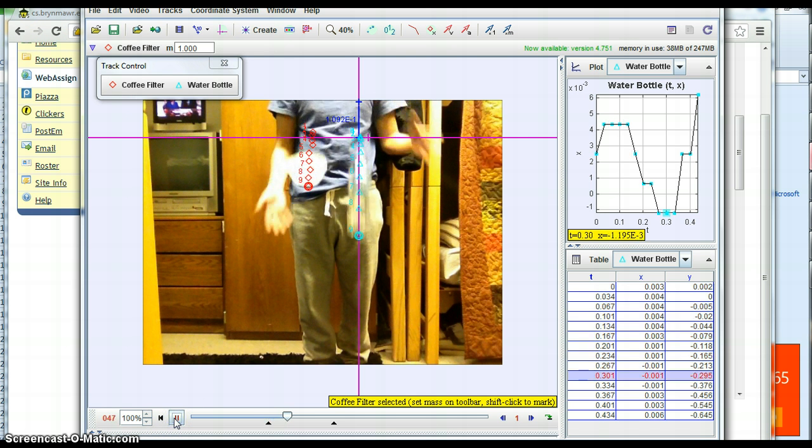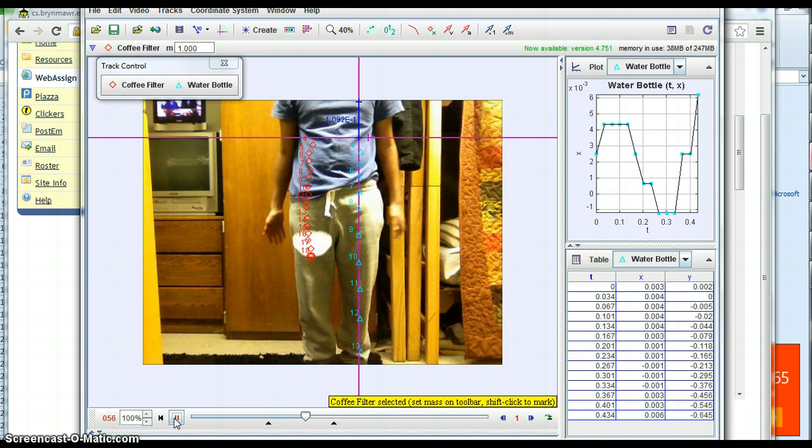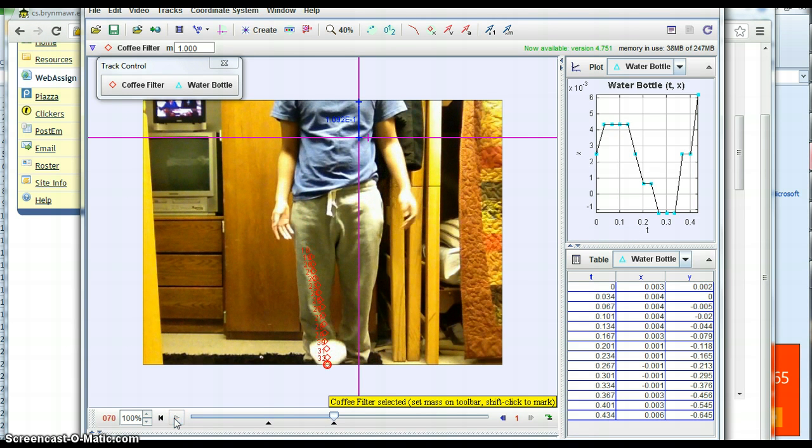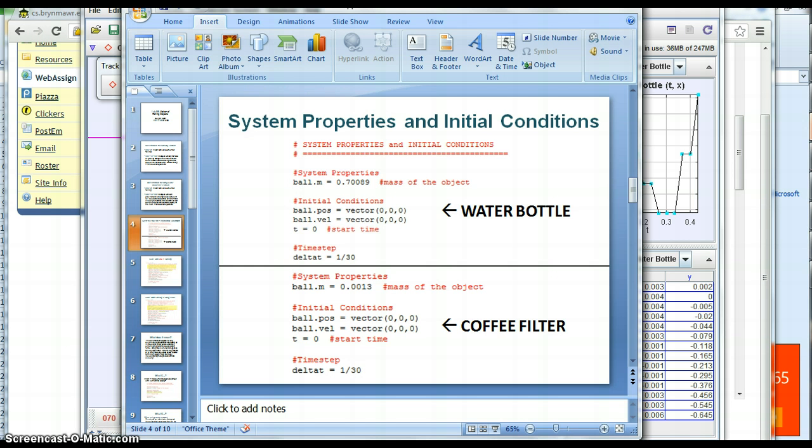And so here it is falling. The blue diamonds are the water bottle's average position as it falls, and the red diamonds are the coffee filter's position as it falls. And so after I used the tracker to get some data, I used that data to write some programs to model the fall of both the water bottle and the coffee filter.